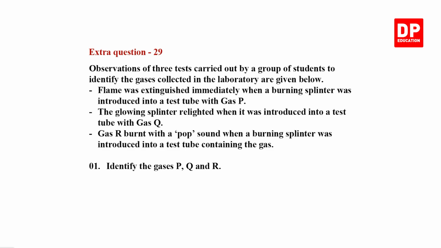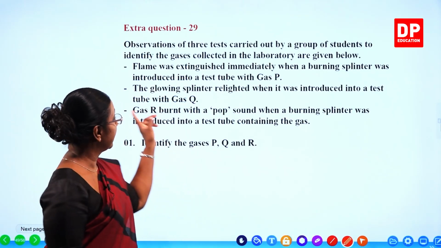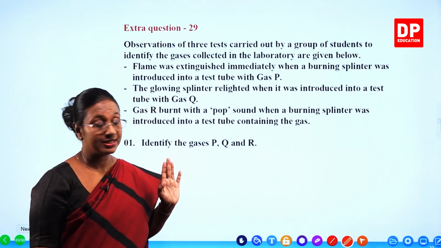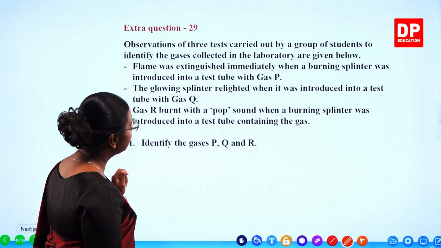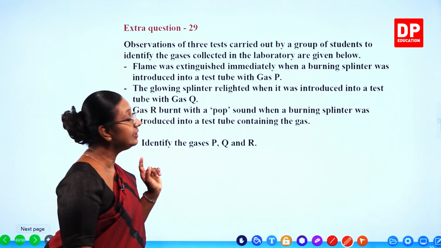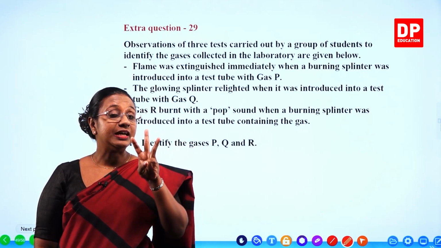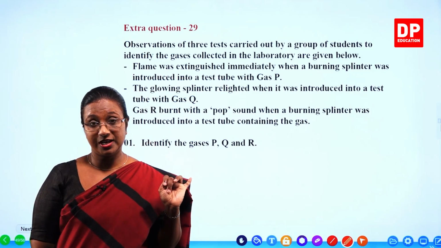Extra question 29. Observations of 3 tests carried out by a group of students to identify the gases collected in the laboratory are given below. So, they have collected some gases and the observations are given to us. Look at the observations. Flame was extinguished immediately when a burning splinter was introduced into a test tube with gas P. So, we collected 3 gases: hydrogen, oxygen and carbon dioxide.